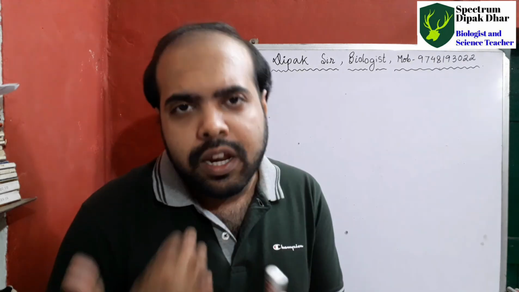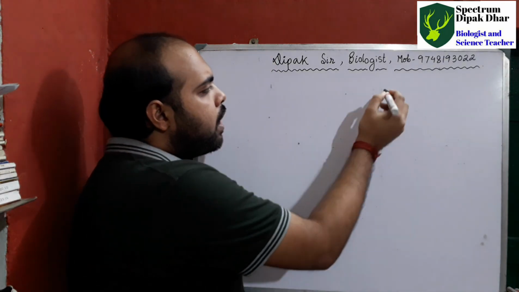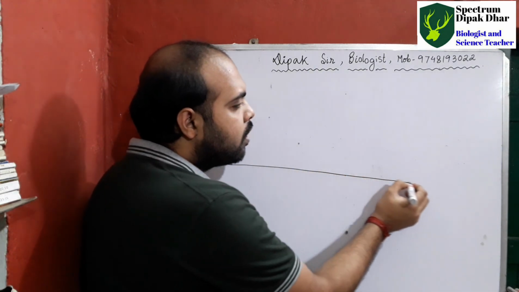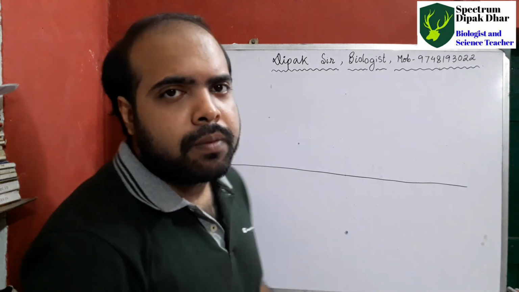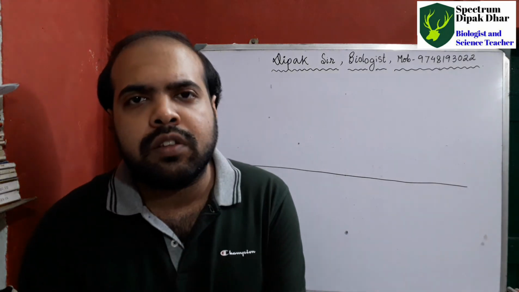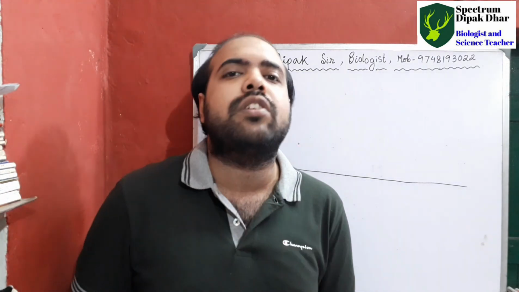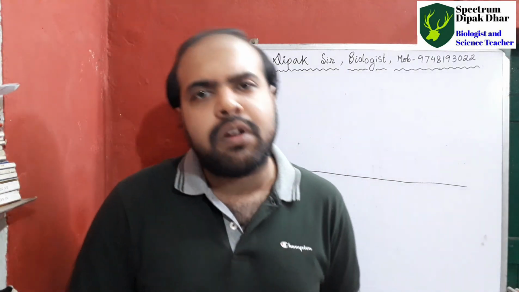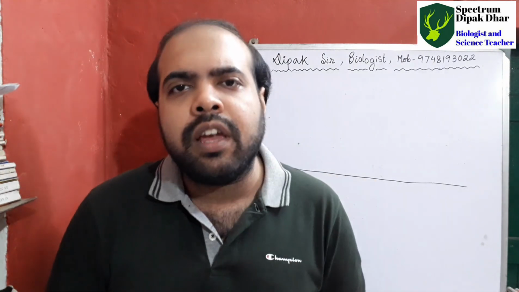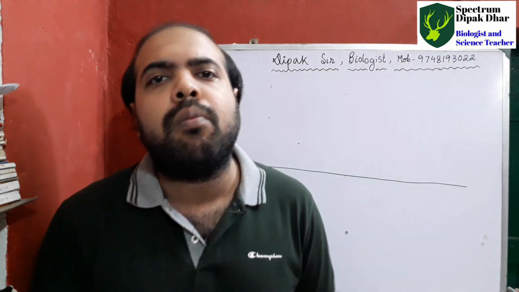So what did I tell you just now? In the case of C4 plants, the whole process is subdivided into two locations. One of them is the mesophyll cell chloroplast and the second one is the bundle-sheath chloroplast. And you have to remember that in both chloroplasts, the process is strictly restricted only to the stroma of the chloroplast.